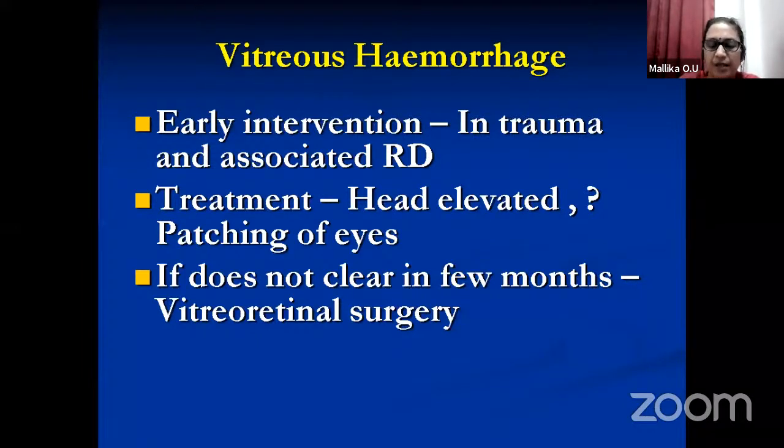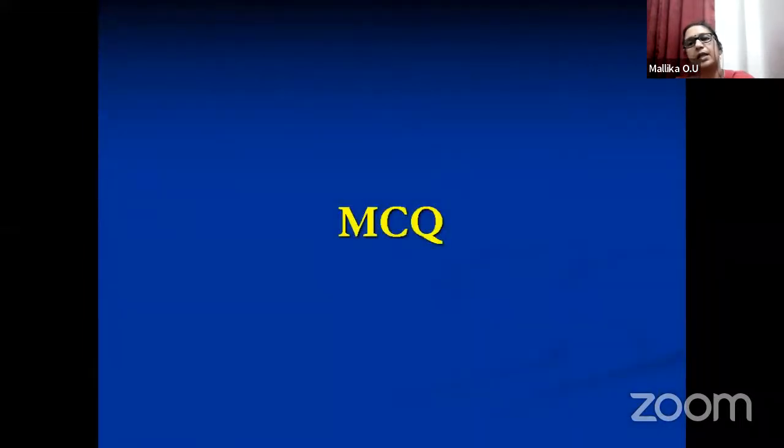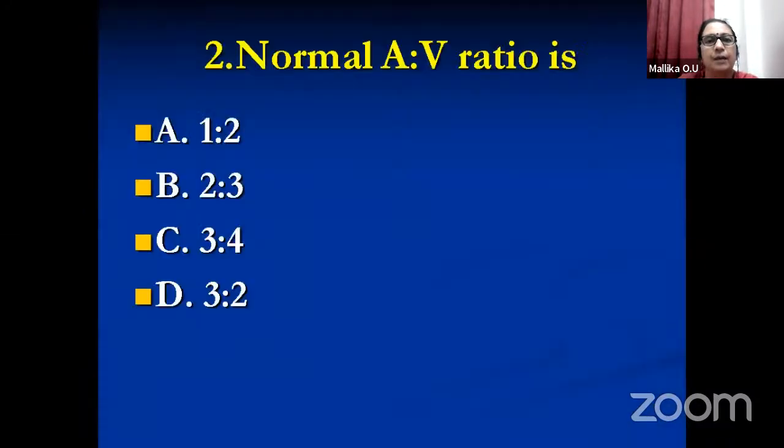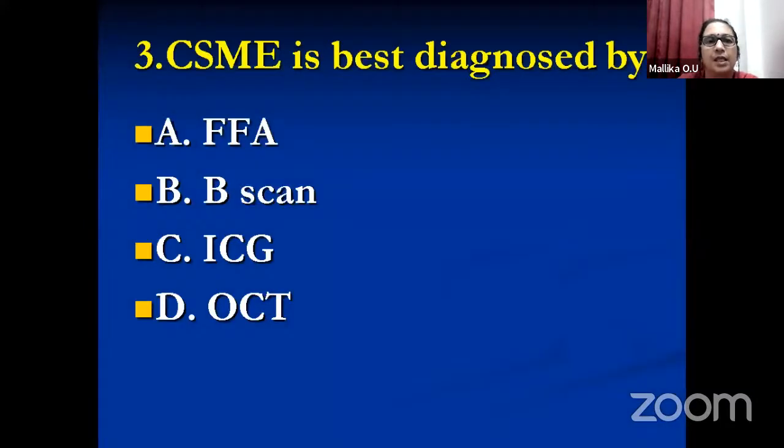Okay. If it is not clearing in 2 to 3 months, we have to do vitrectomy. So that is the end of the class. I will show you some MCQs which will be beneficial for your entrance examination from the retina topic. So the earliest sign in diabetic retinopathy is microaneurysms. Okay, normal AV ratio 2:3.